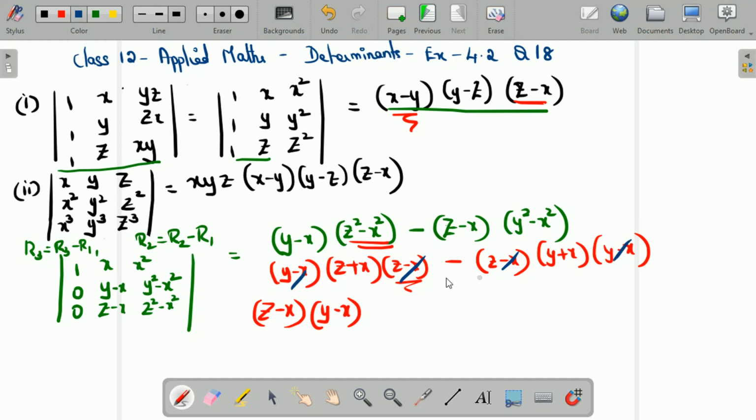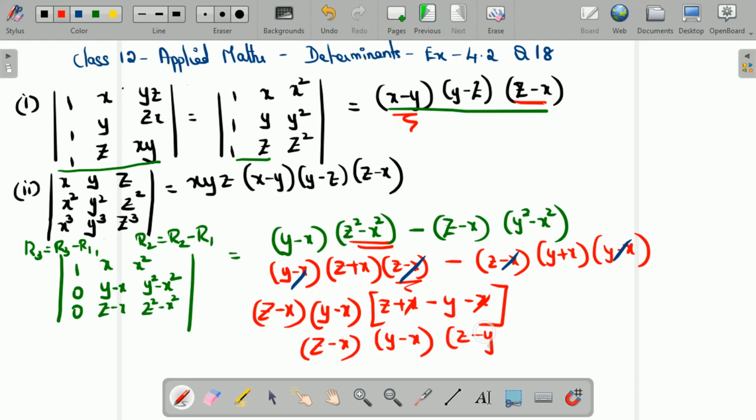So I'm taking off this. Now what is left over? We are writing it, which is going to be z plus x minus y minus x. So this x and x will get cancelled. So what you will get is (z minus x) into (y minus x) into (z minus y).